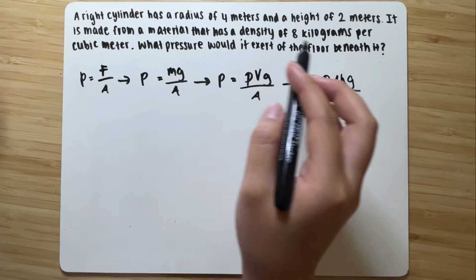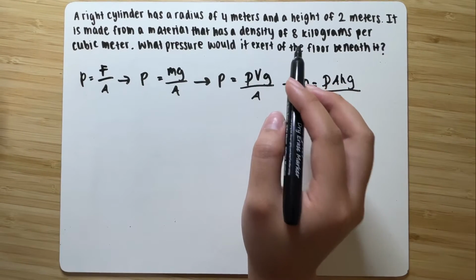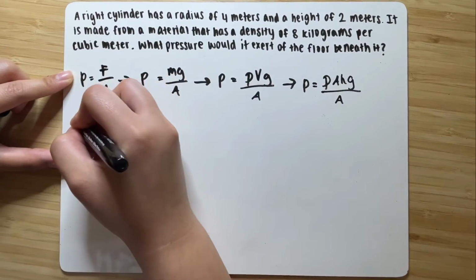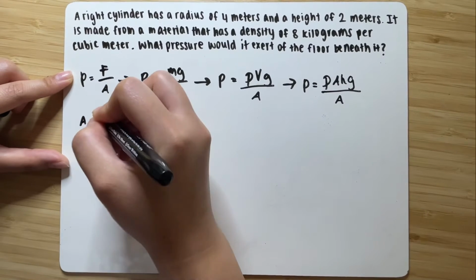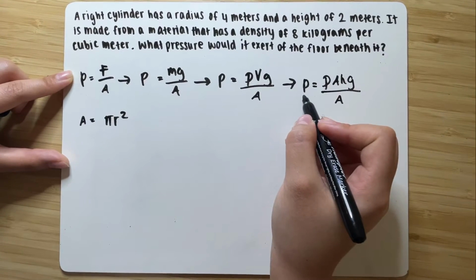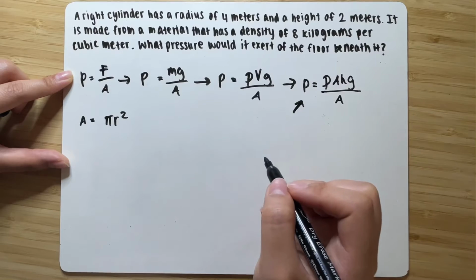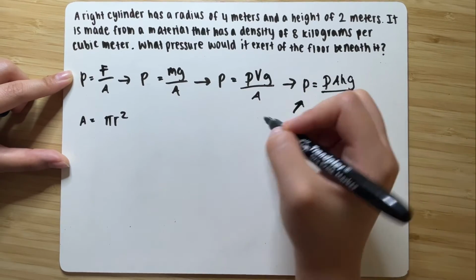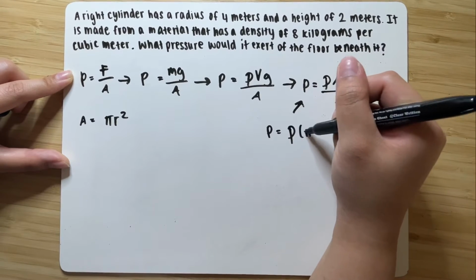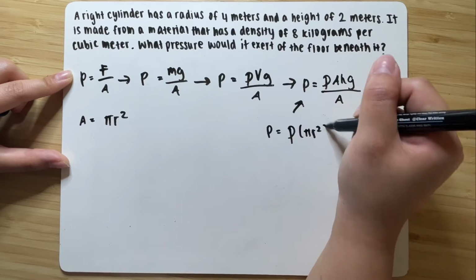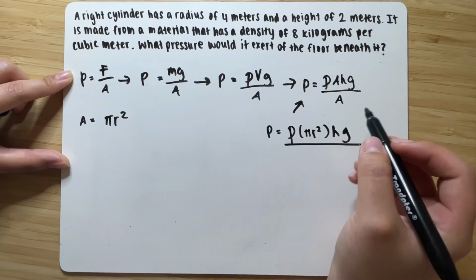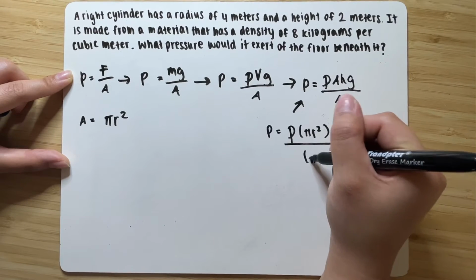Now we want to plug in the information we know. So we are given a right cylinder, meaning that the area of the right cylinder is going to be equal to pi r squared. Okay, so if we expand this equation, you will then have the pressure is equal to the density times pi r squared times h times g for gravity over area, which is pi r squared.